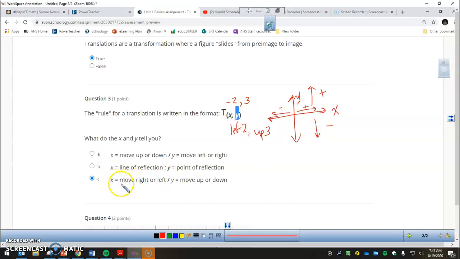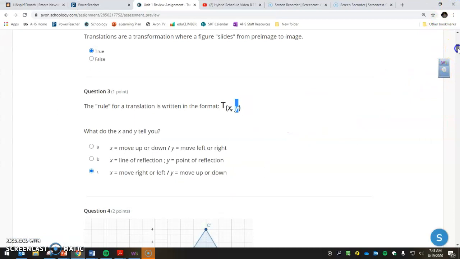So the answer is C. x means you move right or left, depending on if it's positive or negative. And then for y, you move up or down, depending on if it's positive or negative. Question 4.